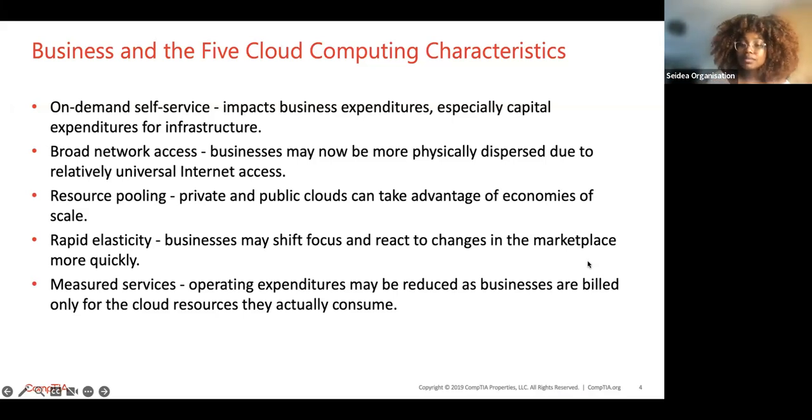And finally, measured services. So operating expenditures may be reduced as businesses are billed only for the cloud resources they consume. So think about measured services like your pay as you go, right? Let's say your electricity, you only pay based on how much electricity you've used. And that's the same concept when we're looking at measured services.